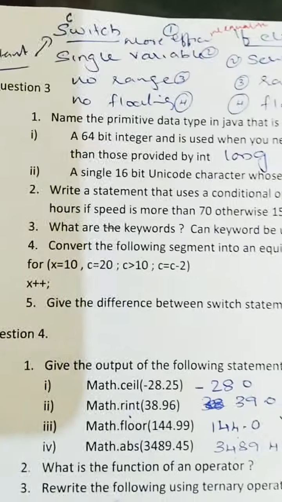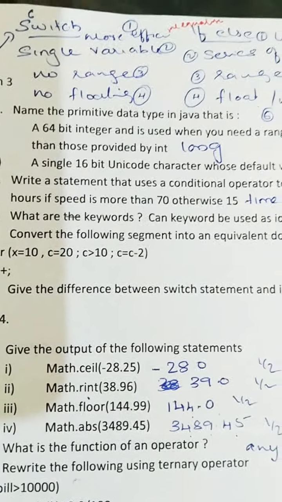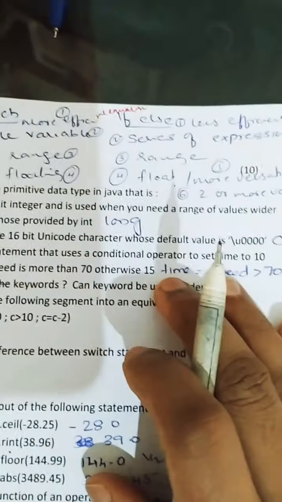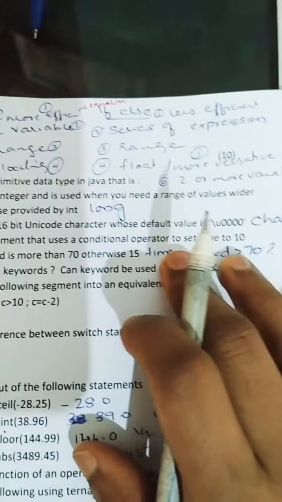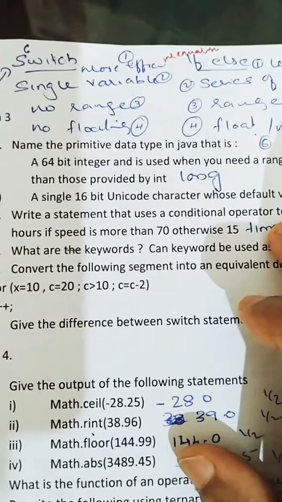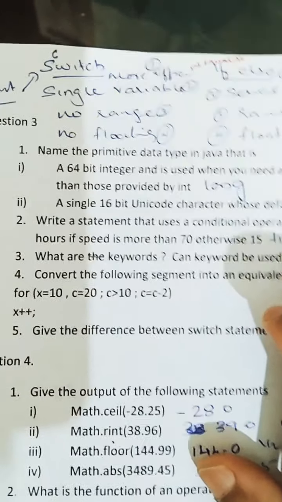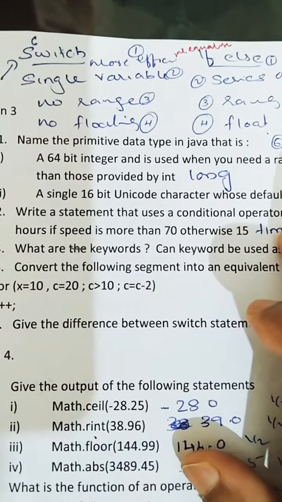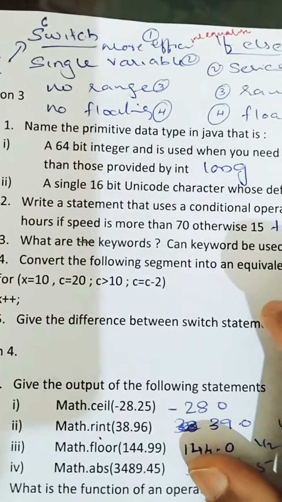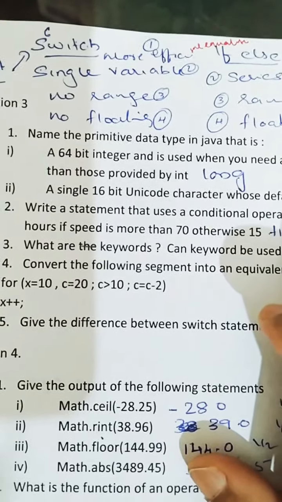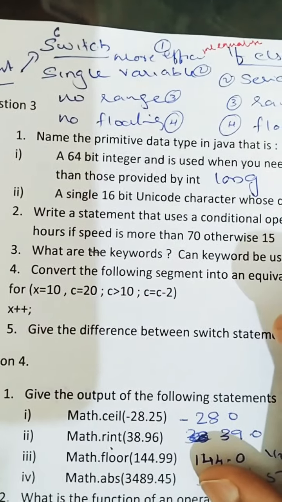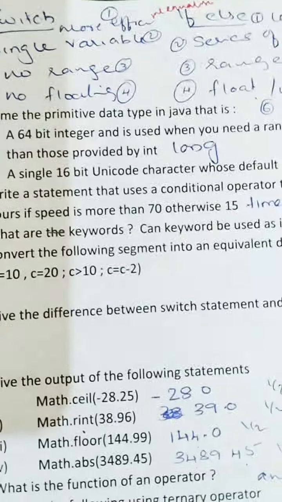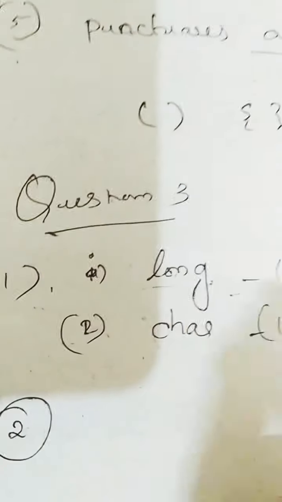Next question, second part. Write a single statement that uses a conditional operator to set time to 10. The question is, we have to set time to 10 hours if speed is more than 70, otherwise 15. So if speed is more than 70, time is set to 10 hours, otherwise time is set to 15 hours. So you have to write a conditional operator. What is your conditional operator? This is your conditional operator. So how will you write?